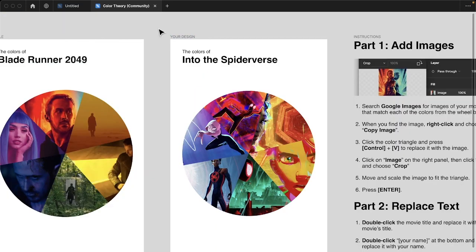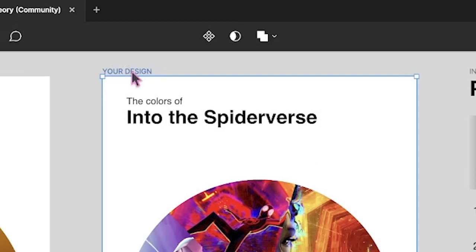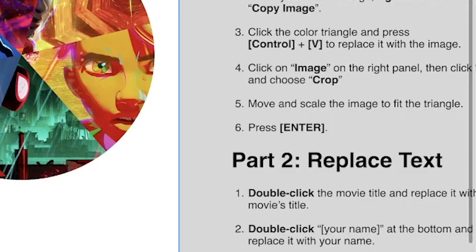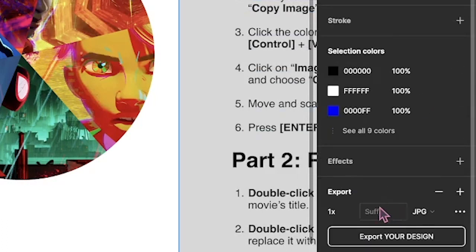To save a copy of your poster, click where it says Your Design in the top left corner of your poster. Scroll down on the right panel until you see Export. Click the plus icon. Then click Export Your Design.